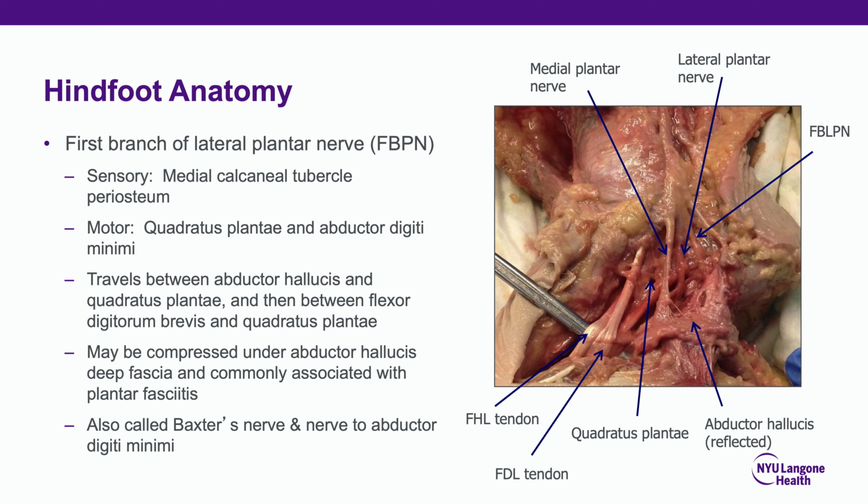The first branch of the lateral plantar nerve has a sensory component to the medial calcaneal tubercle periosteum and a motor component to the quadratus plantae and abductor digiti minimi. This travels between the abductor hallucis and quadratus and then between the FDB and quadratus. This may be compressed under the abductor hallucis deep fascia and is commonly associated with plantar fasciitis. As noted before, it's also called Baxter's nerve and nerve to the abductor digiti minimi.